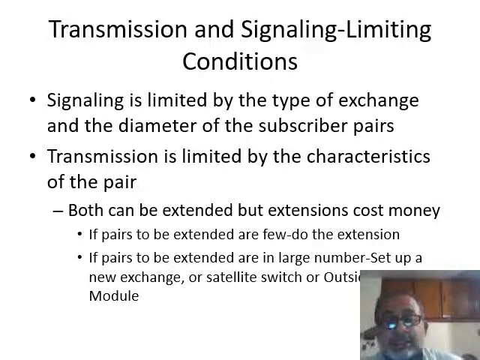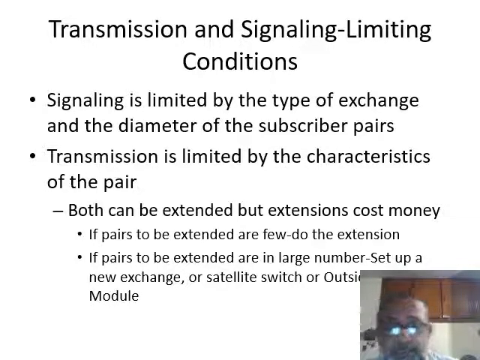Signaling is limited by the type of exchange and the diameter of the subscribers pairs, because the diameter is directly proportional to the resistance per kilometer or per unit length. Transmission is limited by the characteristics of the pair, which include the capacitance and the frequency and the resistance and the inductance in the loop. Both can be extended, but extensions cost money.